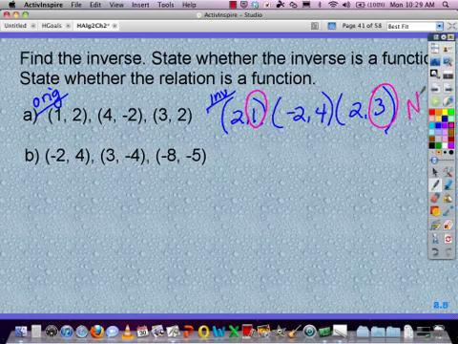And then lastly, state whether the relation is a function, which means state whether the original was a function. 1 is paired with 2, 4 is paired with negative 2, and 3 is paired with 2. Each x is paired with exactly one y. We're good to go. Yes, this is a function. Now going with that idea, you can try that second one, and it'll be up for discussion during class, or any other ordered pairs you can think of that you want to test. Bring those ideas with you to class.